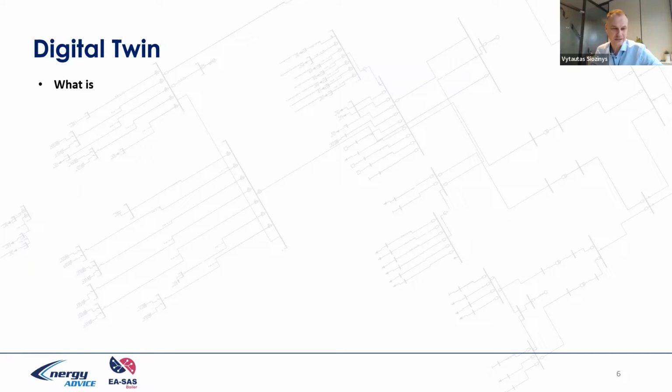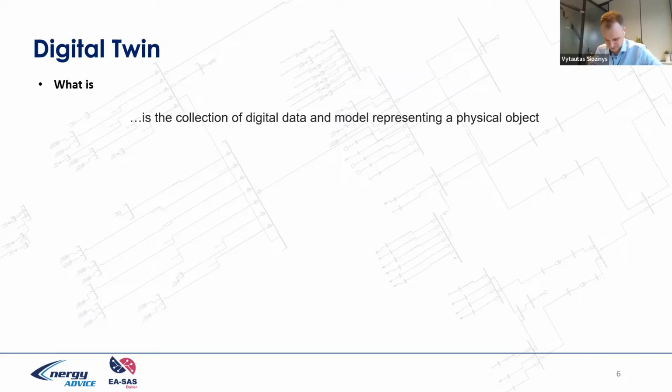So what is this digital twin? From the description on Wikipedia, we can understand that it is the collection of digital data and modeling representing a physical object. If we have a boiler as a physical object, we have a mathematical model of the boiler. So we have a digital copy of the engineering system.